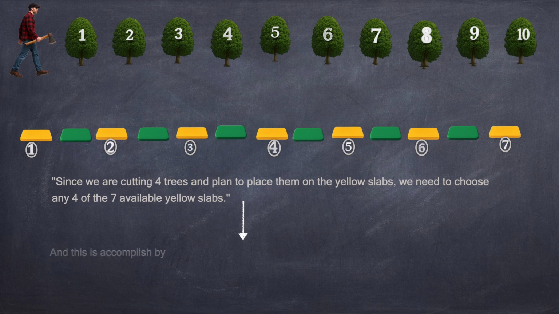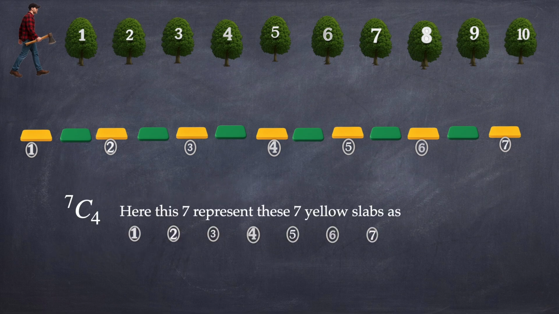Since we are cutting exactly 4 trees and placing them onto yellow slabs, we must select any 4 out of the 7 available yellow slabs. The number of ways to do this is calculated using the combination 7C4. Let's explore the meaning of the combination formula 7C4 more closely. Here, the number 7 represents the 7 available yellow slabs, which we label as follows: 1, 2, 3, 4, 5, 6, 7.